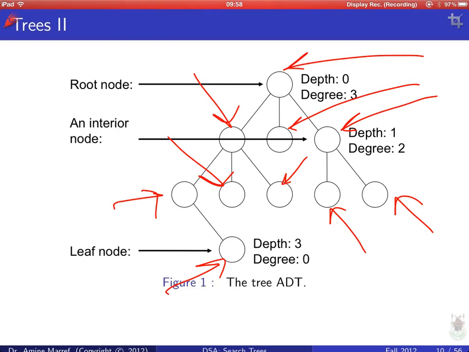Each node has got only one parent. It's a tree. If it doesn't have only one parent, if it has two parents, that would be a graph. So in a tree, each node has got one parent only. A node can have any number of children from 0 to anything. Okay. So if a node has 0 children, we call it a leaf.